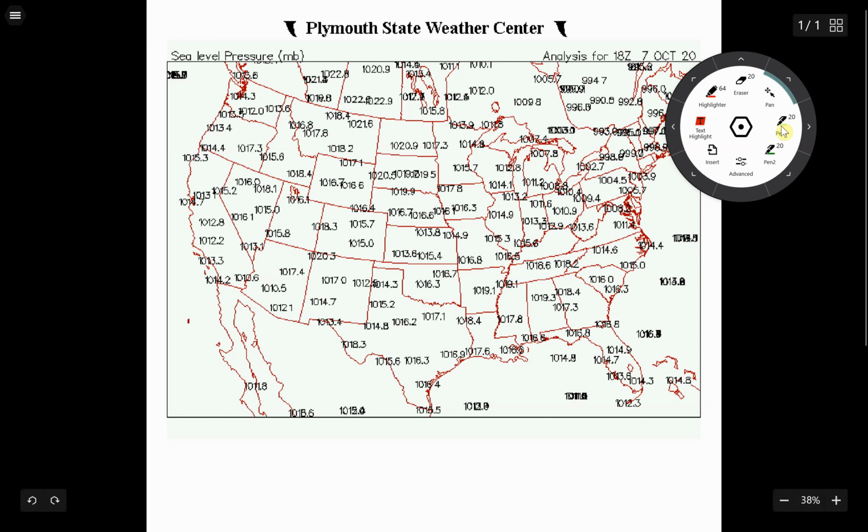So what I like to do is start with something that's easy for me to tell what pressures are above that number and what are below. My preference is always to start with low pressure. So I'm going to do these in blue just so they show up a little bit better. I'm going to start with the 1,000 millibar line.